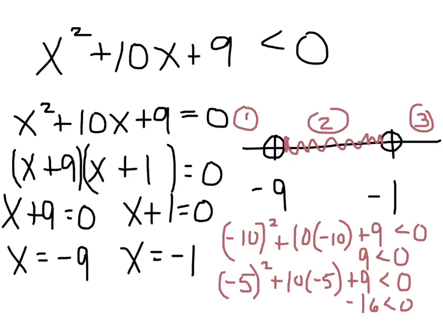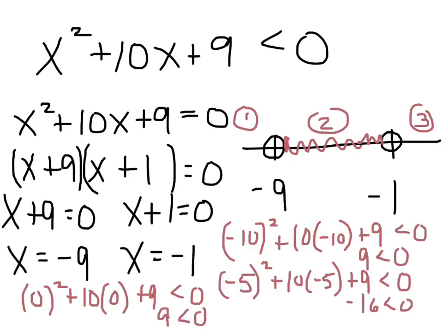What's the number to the right of negative 1? 0. Thanks, Lexi, for picking the easiest one. 0 squared plus 10 times 0 plus 9, is that going to be less than 0? No, because 9 is not less than 0, so no shade. So what's my answer? Between negative 9 and negative 1. That's my answer. How do you write that?